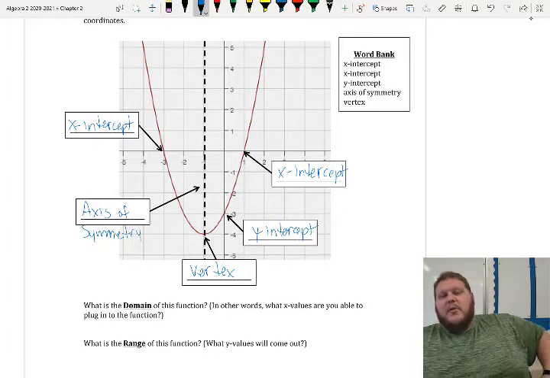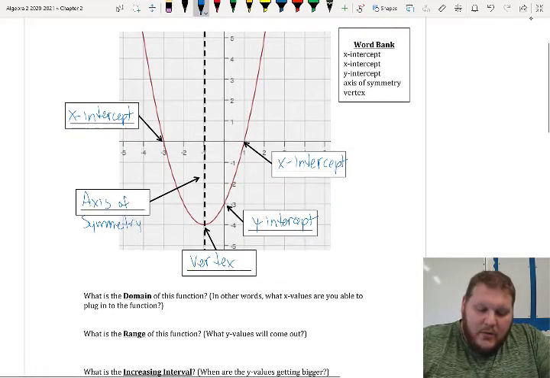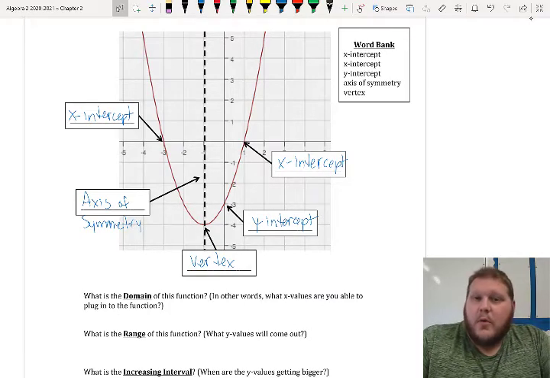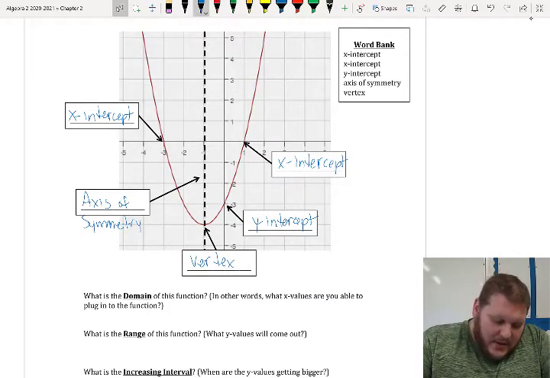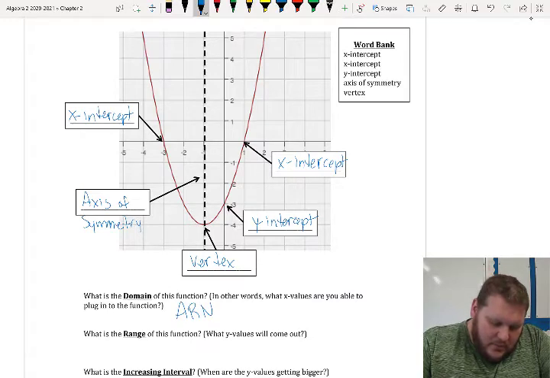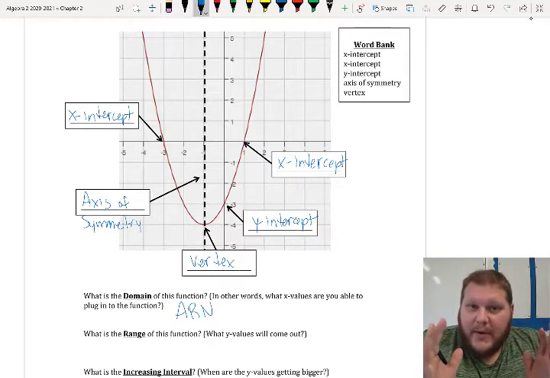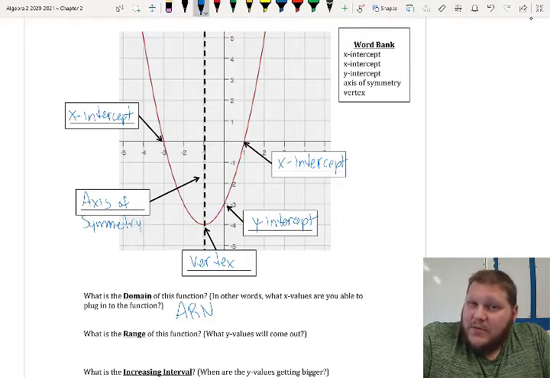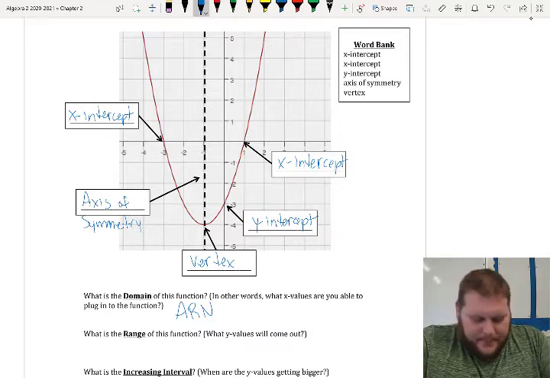For my domain and my range, remember domain is my x values, so looking at all the different possibilities for what x could be in my function. And for quadratics, for parabolas, it's always going to be all real numbers as long as it's opening up and down. We'll get it once we get into like 2.4. We'll look at some sideways parabolas where we might have a restriction for our x values for our domain, but then our range is going to be all real numbers instead.